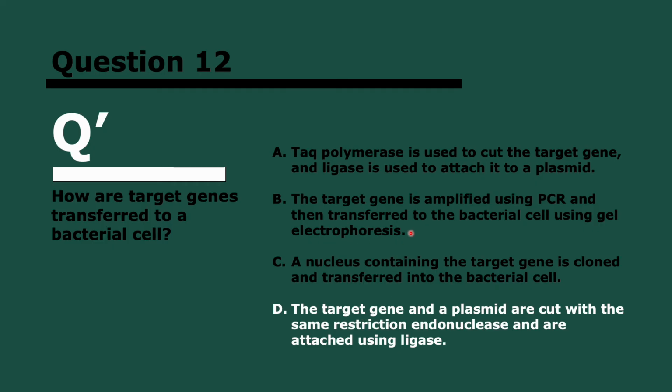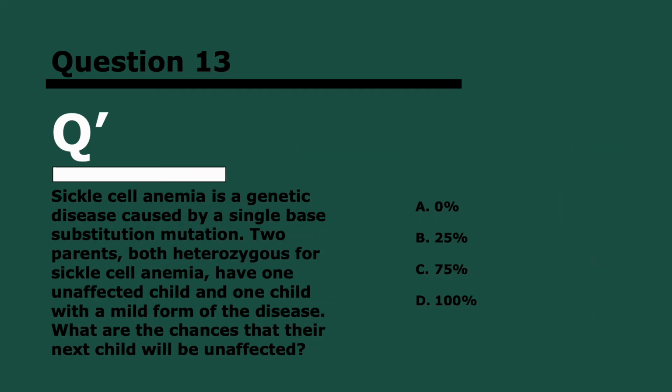So here B is incorrect because you don't use gel electrophoresis to transfer it. Then A is false because Taq polymerase is not used to cut a target gene. It's restriction endonucleases. Taq polymerase is used for PCR. And then C, a nucleus containing the target gene is cloned and transferred into the bacterial cell. That's also not how it works. You want to transfer the gene, not an entire nucleus. So it's D. Great.